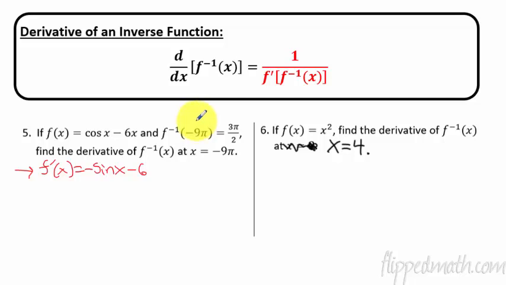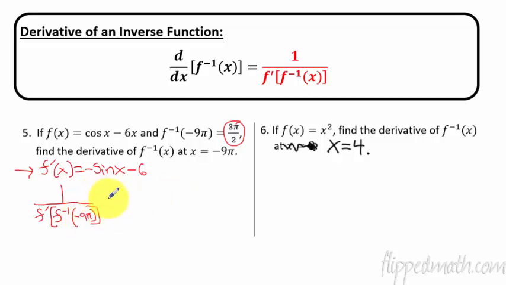Well, I gave you that already. I told you that f inverse of negative 9 pi equals 3 pi over 2. So what we're going to do, let me write this down here so you can kind of tell. I'm going to take the fraction 1 over f prime of, now what's going to go inside here? F inverse. So I'm going to put f inverse of what? Of negative 9 pi. So negative 9 pi. Squeeze that in really small there.